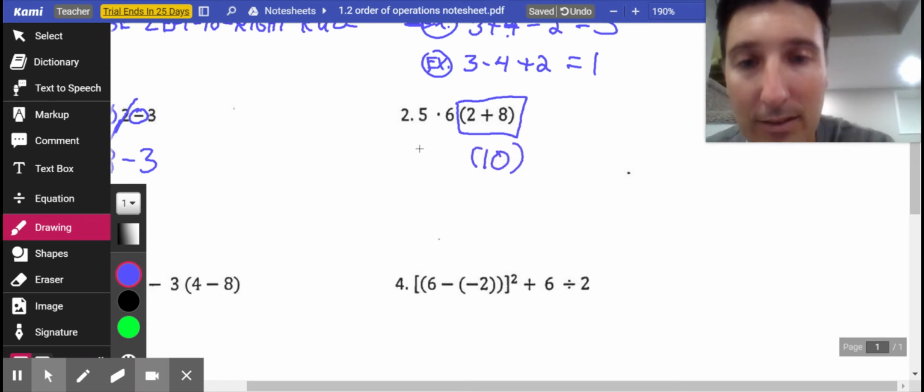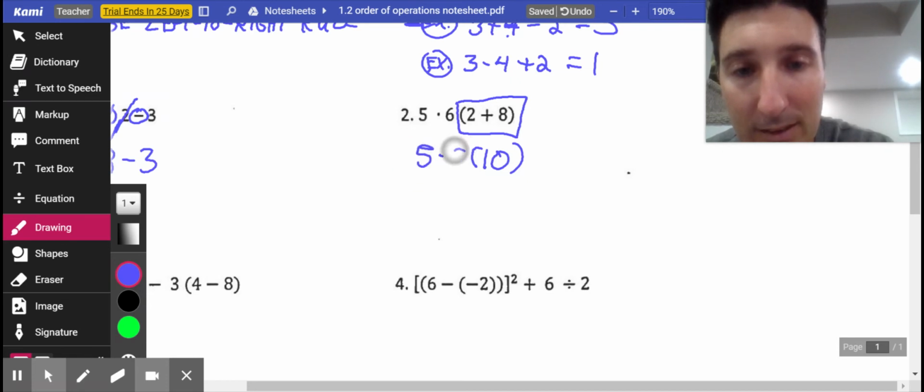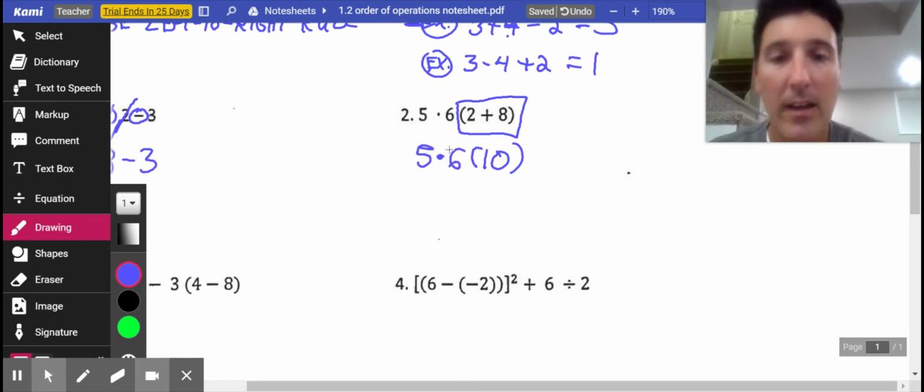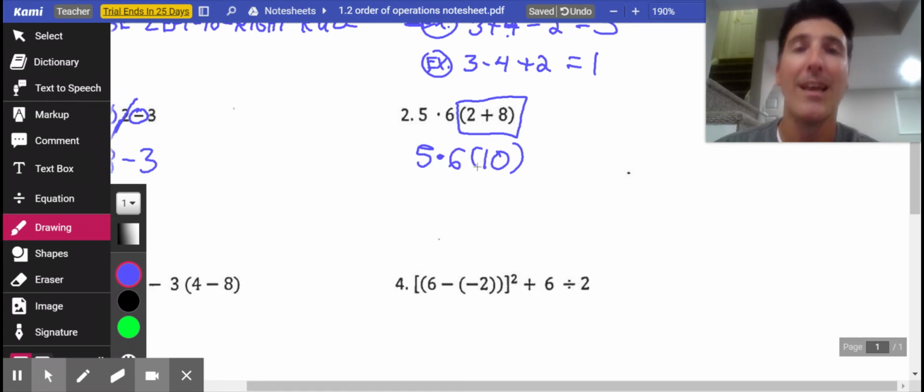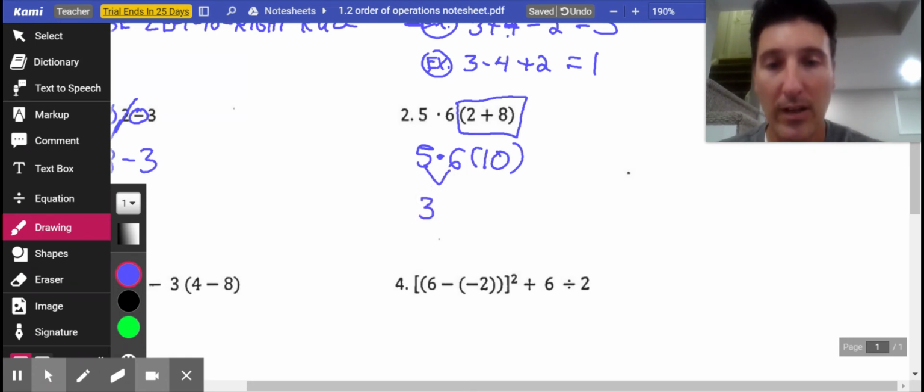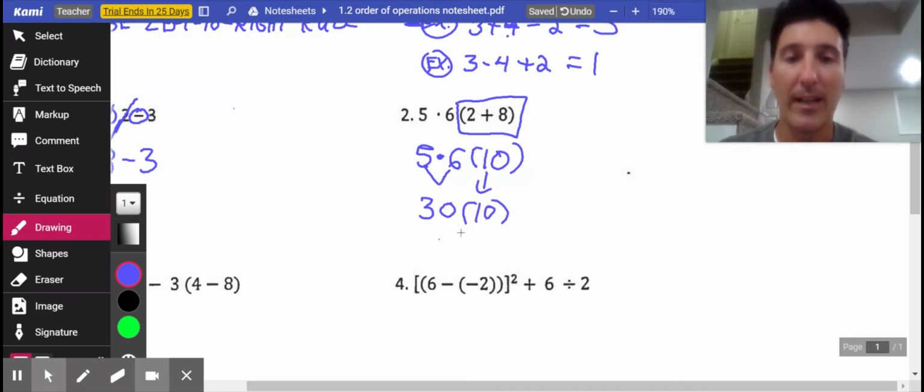And then I bring everything else down, the 5 times the 6. All right. Now, obviously, this here is multiplication. Now, since there's nothing between the 6 and the 10, and the 10's in the parentheses, that's also multiplication. So same priority, so I can work left to right. So 5 times 6 is 30. Bring down this 10. And 30 times 10 is 300.